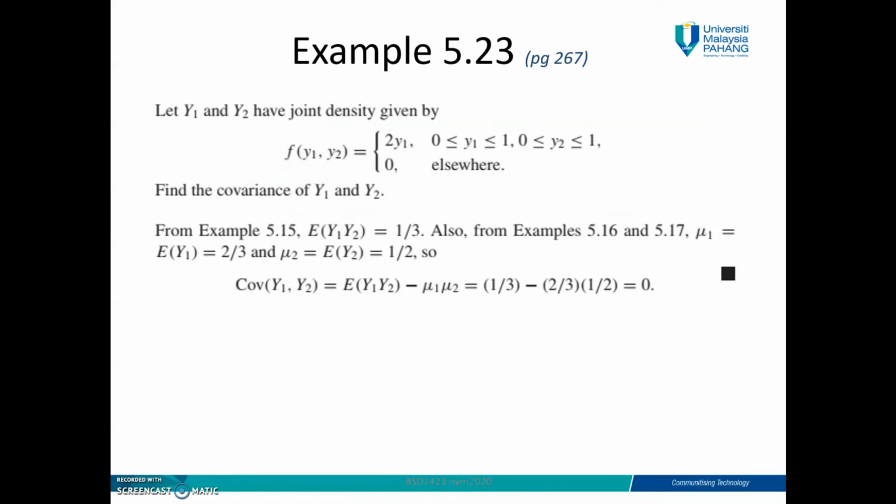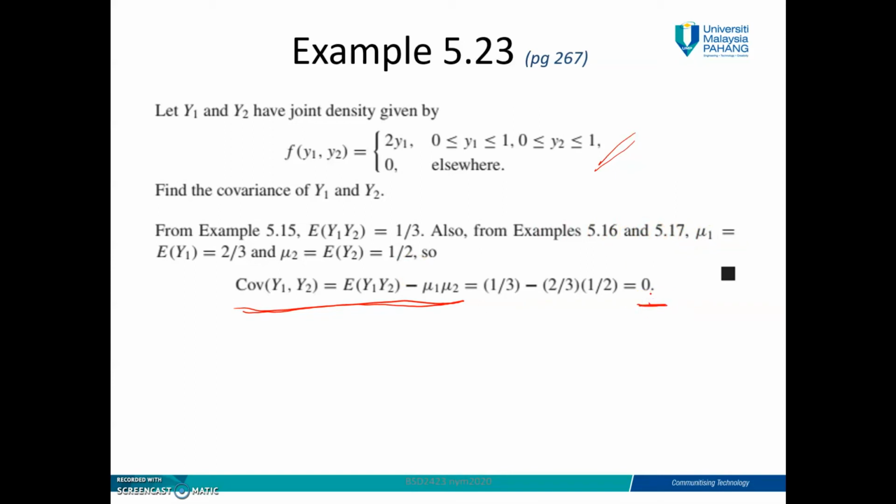Okay, and then if you look at example 5.23, page 267, let Y1 and Y2 have joint density given by this one. So you have this joint density function. Find the covariance of Y1 and Y2. So again, you will have this formula. Okay, and then you look, based on example 5.15, you have this value. And then example 5.16 and example 5.17, you get the value. So you just substitute the value and then you get 0.